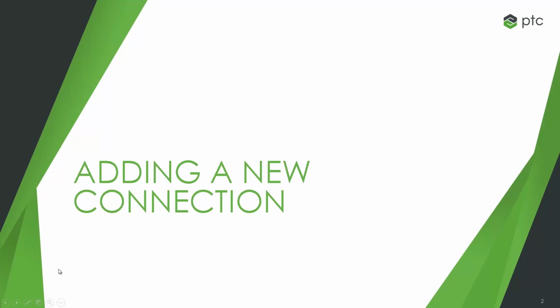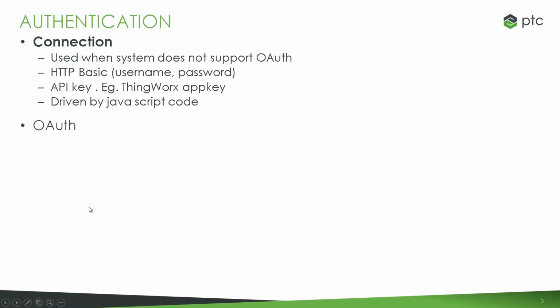In this video, we are going to learn how to create a new connection. Before we create a new connection, let's take a look at what connections are. Connectors support two different forms of authentication: connections and OAuths. Connections are typically used when a system does not support OAuth-based authentication.